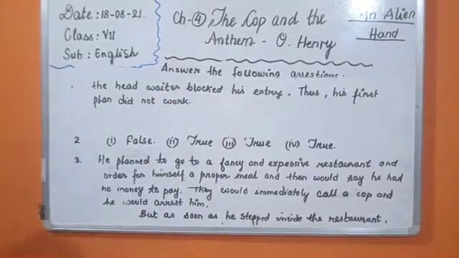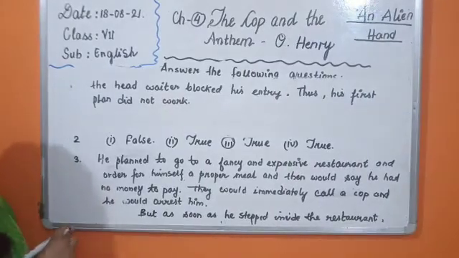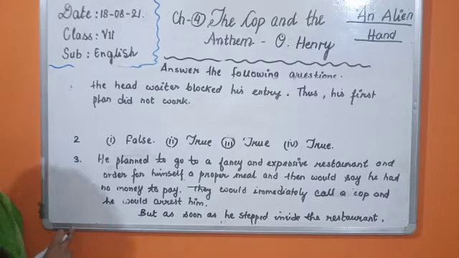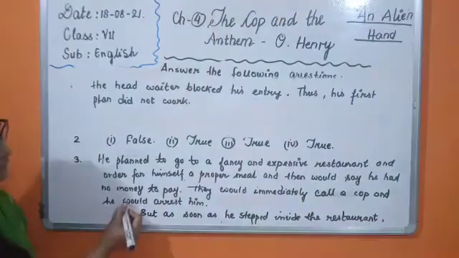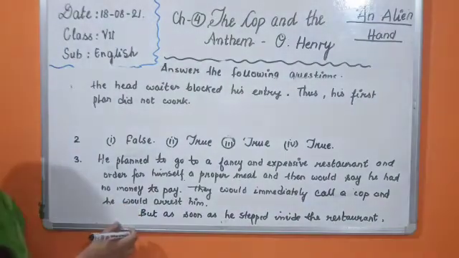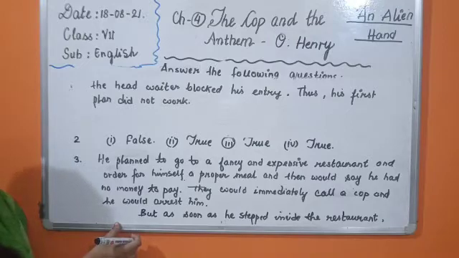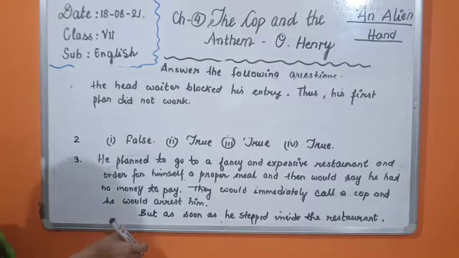Okay, so now see children, he planned to go to a fancy, expensive restaurant and order for himself a proper meal, and then say he had no money to pay. They would immediately call a cop and he would arrest him. But as soon as he stepped inside the restaurant, the head waiter blocked his entry. Blocked means he stopped him. Thus, his first plan did not work. So this is the third answer.